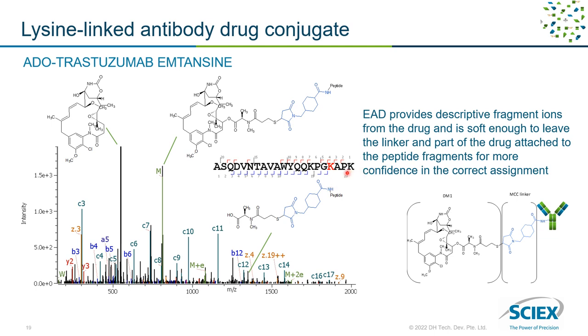Now, if you look closely here, you can see there are two Ks, and K indicates a lysine, and we know that it is a lysine linked antibody. So, we have to determine exactly which of those lysines is occupied by the payload. And by using EAD, we can do exactly that.